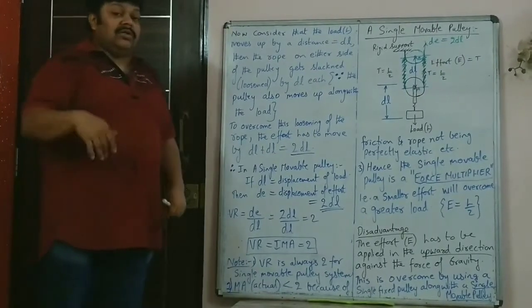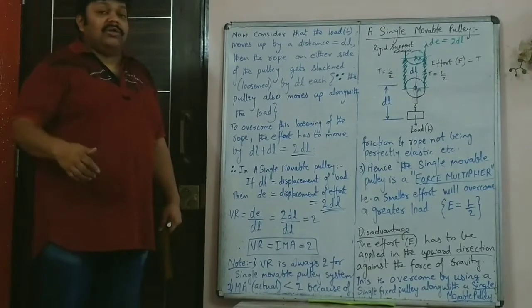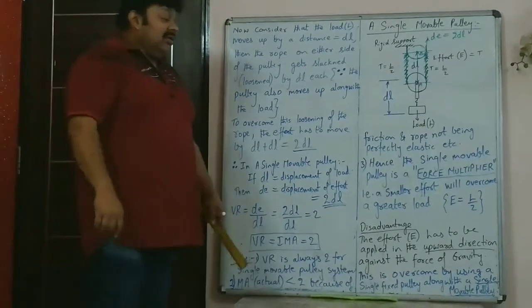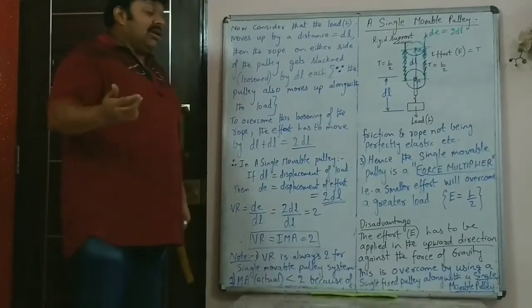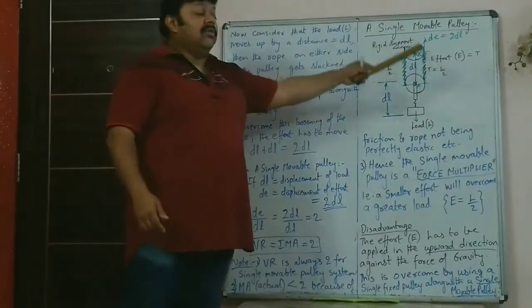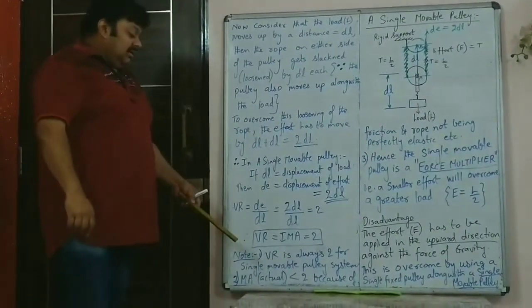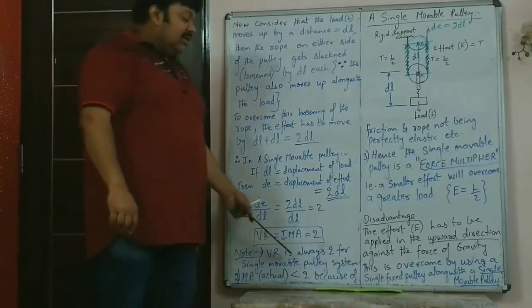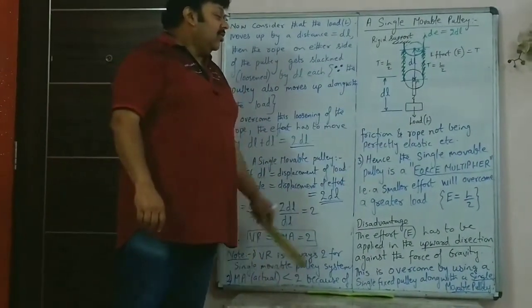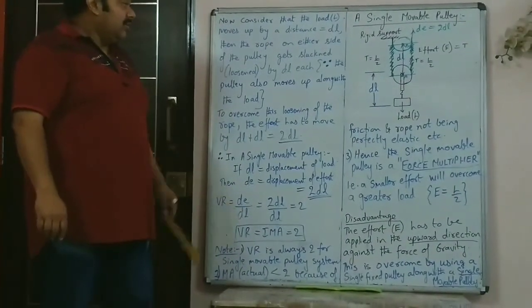What changes with loss due to friction and rigidity of the machine, etc., is the mechanical advantage. In the ideal case, we had already written in the last frame that the mechanical advantage of a single movable pulley is 2. But practically, the mechanical advantage will be less than 2 because of friction and the rope not being perfectly elastic, those 3 points which I had given you.